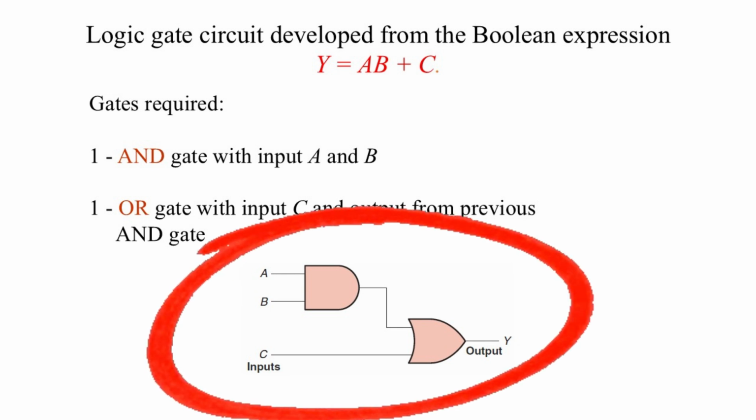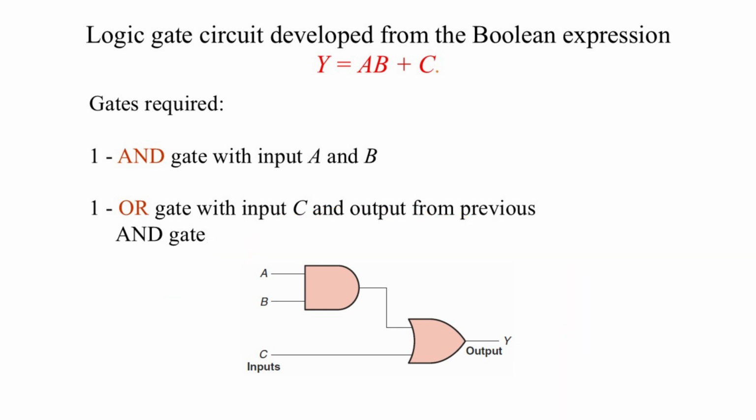Looking at the circuit diagram, you can see exactly how this is built. Inputs A and B go into the AND gate. That output, along with input C, goes into the OR gate. The output of the OR gate is our final output, Y.